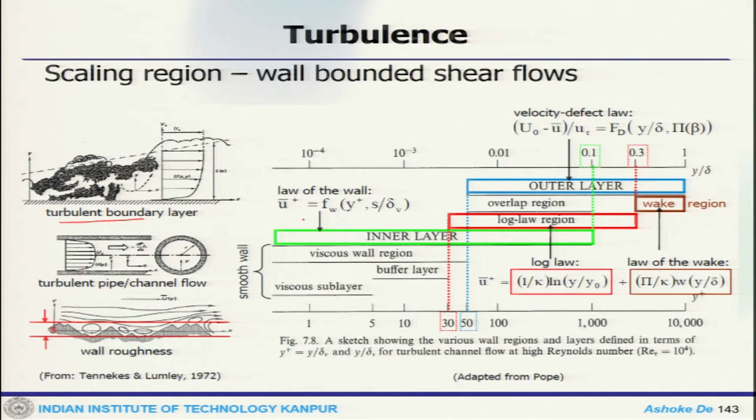In the inner layer this is the law of the wall, and when you come to the log region there is the log law plus wake, the law of the wake. Then you come to the outer layer, where you have the velocity defect law, and this combines everything together.